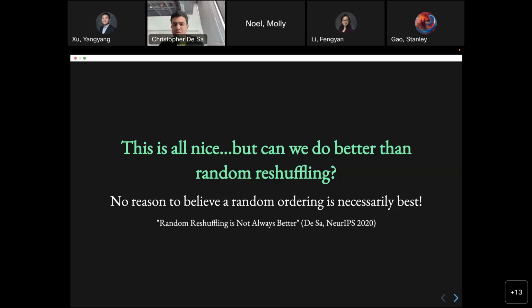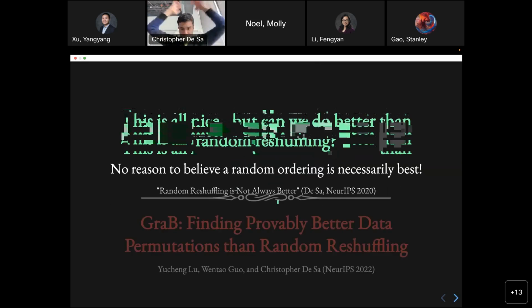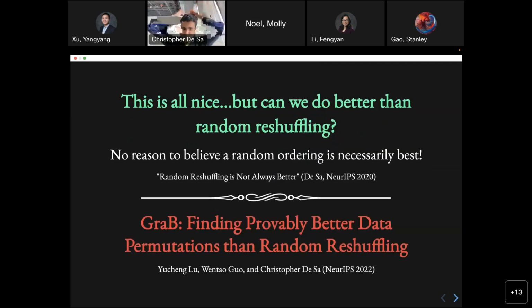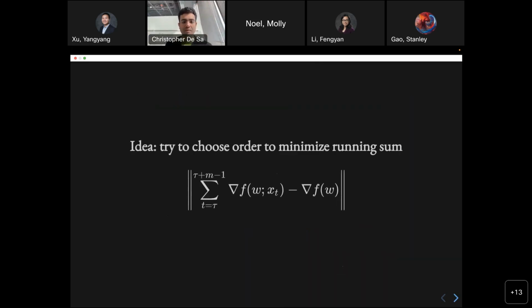And there's no good reason to believe that a random ordering is necessarily always the best. So in a paper from last year's NeurIPS, we looked at how we can use this insight from the example ordering paper that I just described to find data permutations that are better than random reshuffling and that let us converge faster. So how do we do this?